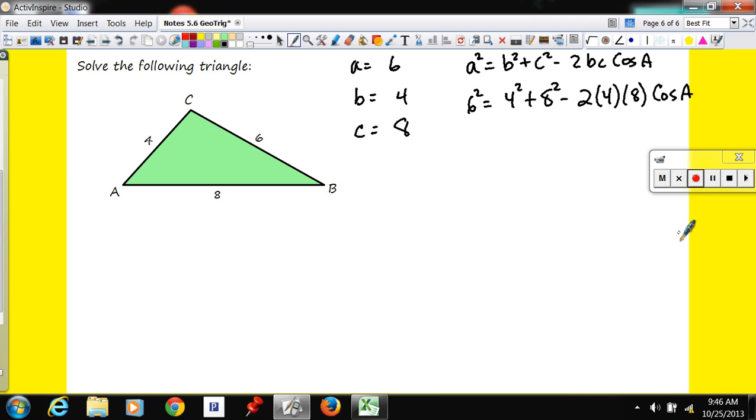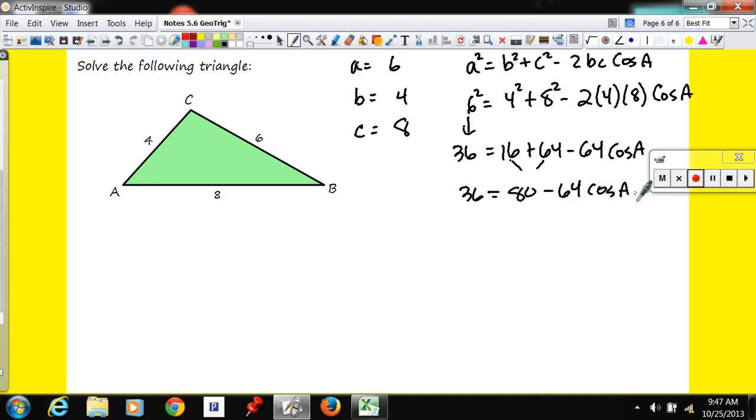Now we're going to just do our calculator work. Actually, most of us know what 6 squared is, right? 36. And then 4 squared, we got 16. 8 squared, we got 64. 2 times 4, 8 times 8, 64. So it's going to be a negative 64 times cosine of A. This is like 64 times x. Okay, it's like a 64x. We need to get this x by itself. But let's put these two together first, because these are like terms. So 36 equals 80 minus 64 times cosine of A.